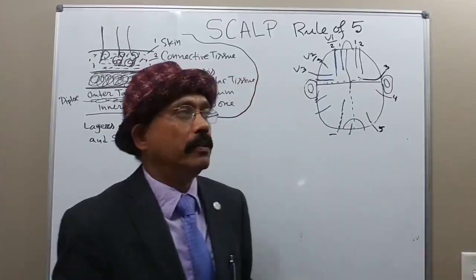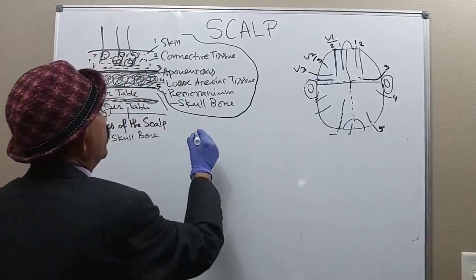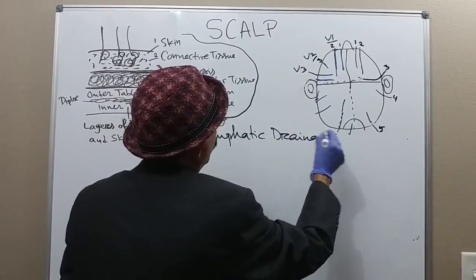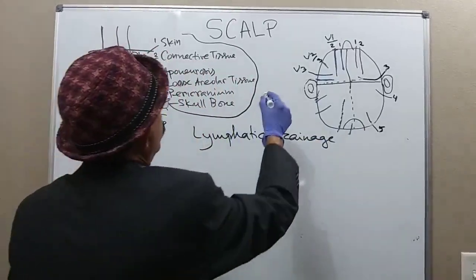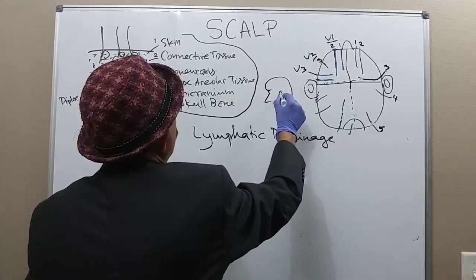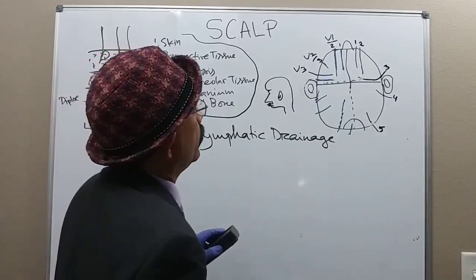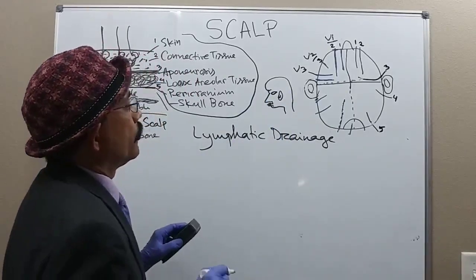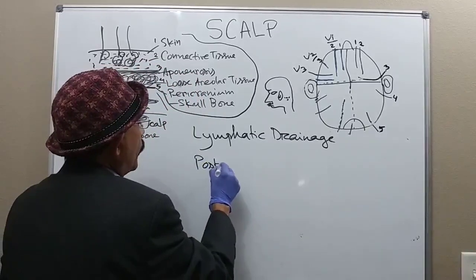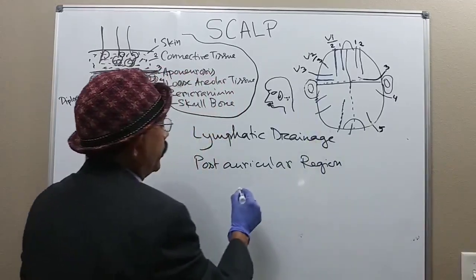Now we may not learn the rule of 5 now because we are going to the lymphatic drainage that doesn't follow the rule of 5. Lymphatic drainage. Suppose I draw a person like that. Okay, lymphatic drainage, his ear is here. This is the ear. So this is the person. Okay, so lymphatic drainage, post auricular region. Here we'll get the post auricular region, that is behind the auricle of the external ear.